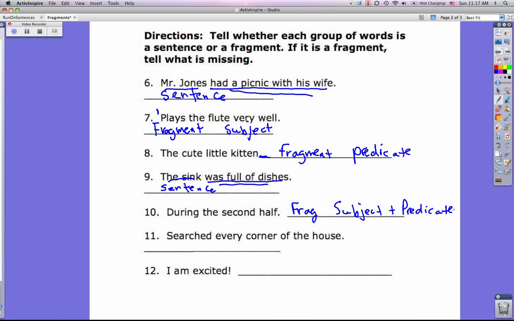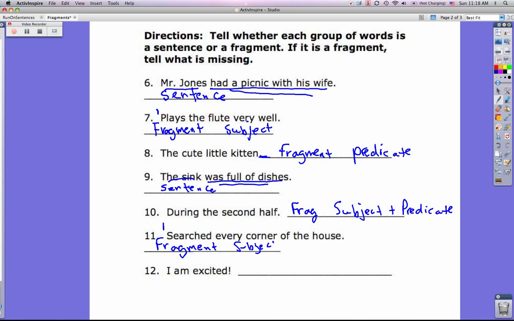Searched every corner of the house. We don't know who searched every corner of the house. We need to have Tim searched every corner of the house or something in there. So that's a fragment, and we're missing the subject of the sentence.